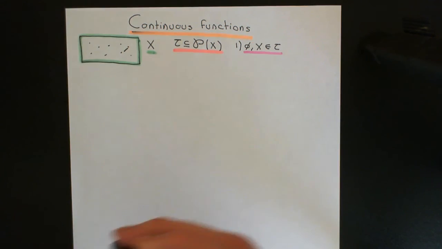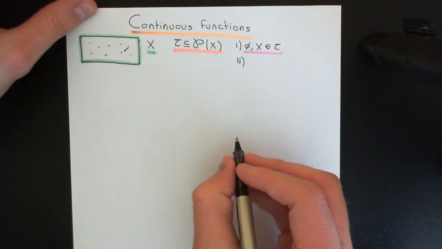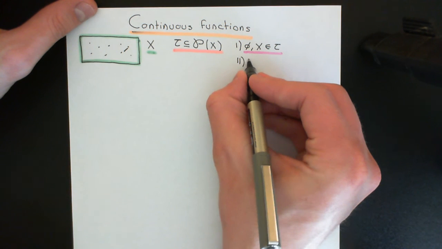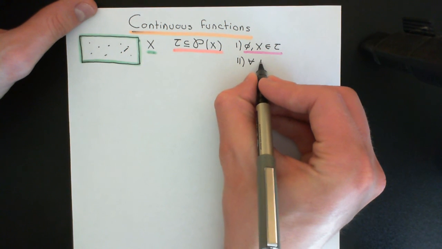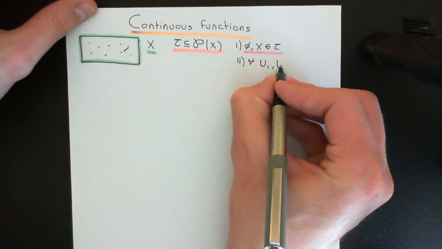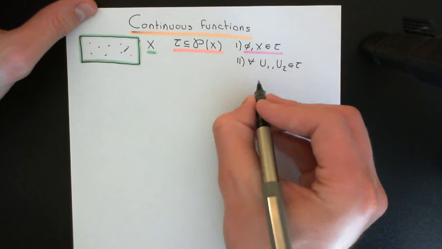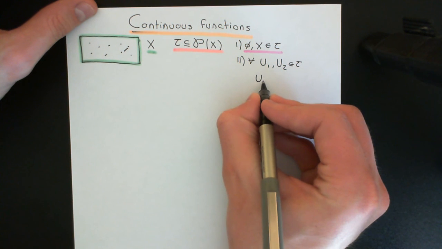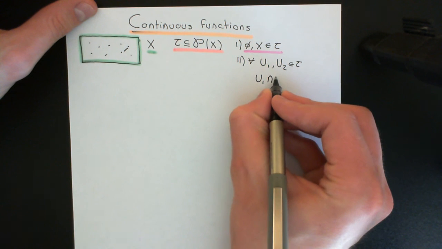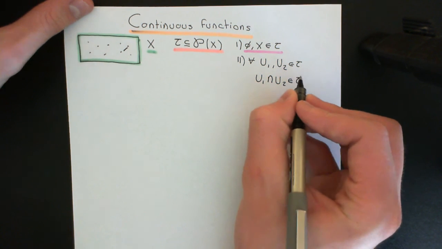So that's property number one that we insist that tau must obey. Property number two that we insist tau must obey is that if you take any sets which are in the topology, and we call sets that are in the topology open sets, so you take U1 and U2, which are elements of the topology tau, it must be the case that if I intersect these two, so if I do U1 intersect U2, that is also an element of the topology tau.